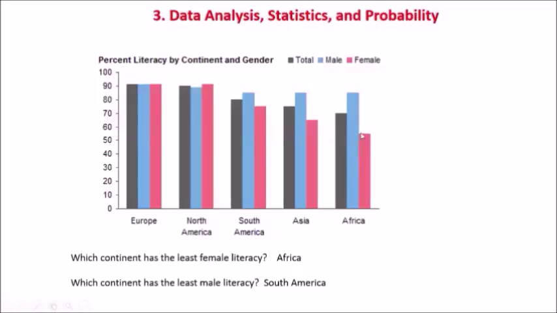And which continent has the least male literacy, so that if you compare the blue bars, I mean, these are about the same, but South America seems to have a little bit less, so that's about 85%, okay? So it's very easy to interpret these charts.